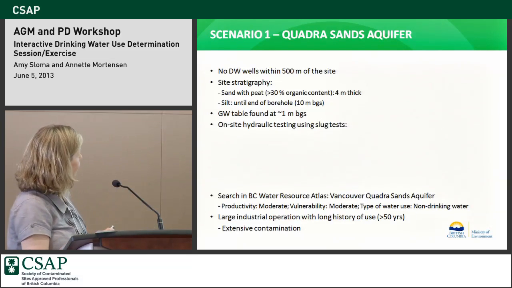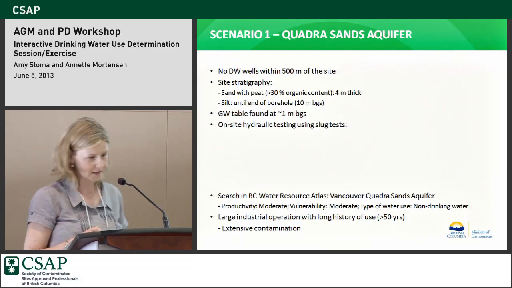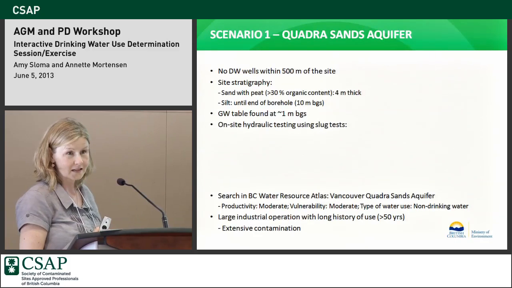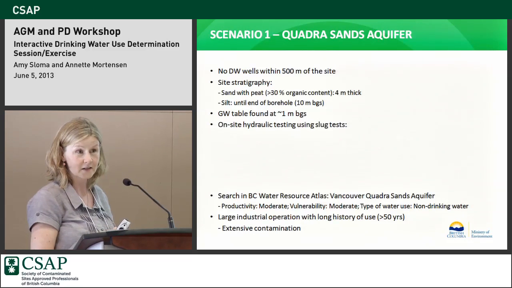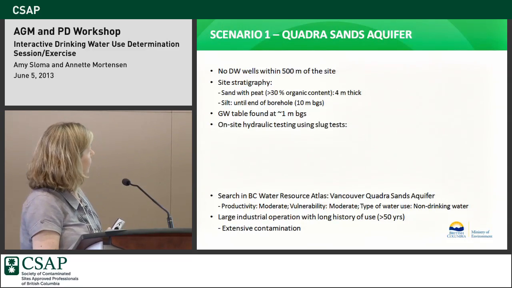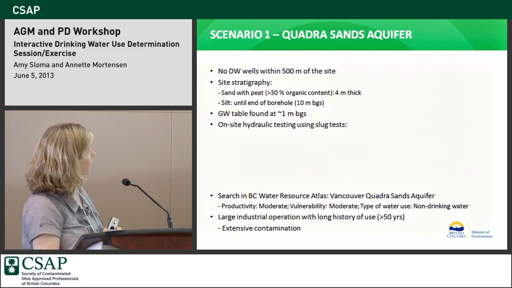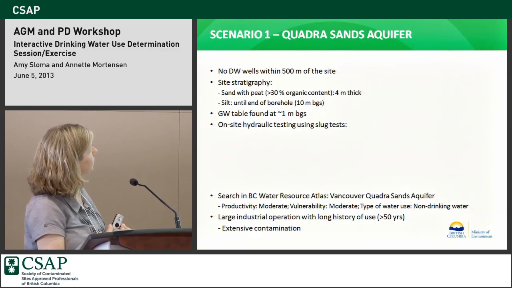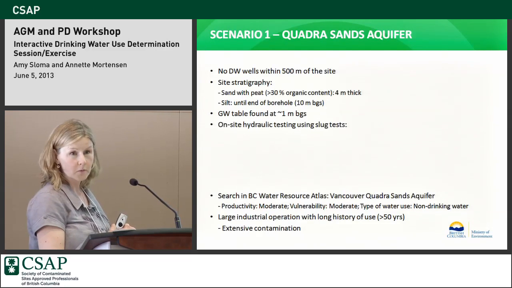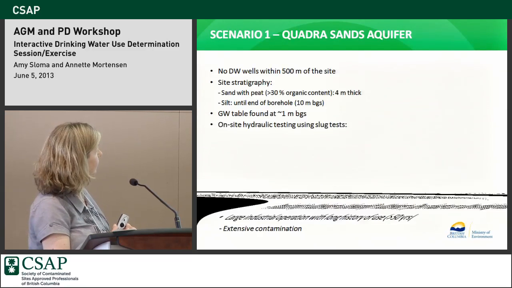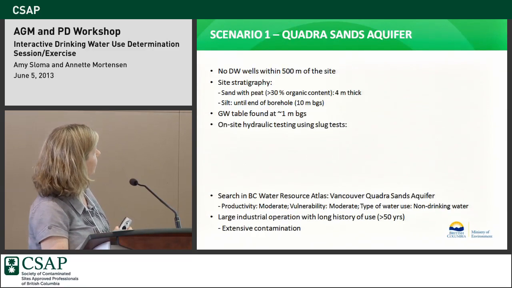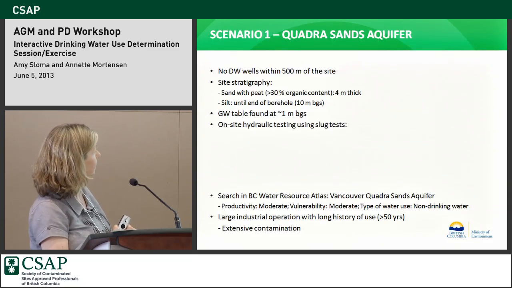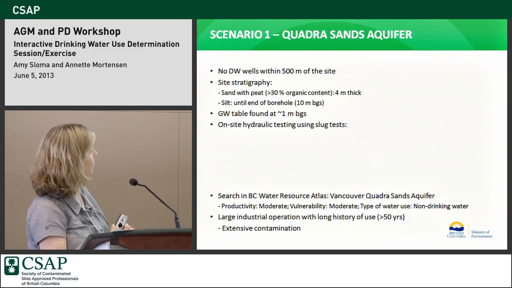So again, it doesn't come up, but we will quickly go through it here anyway. The first one is an example that we have seen several times. We have no drinking water wells within 500 meters of the site. We have a sand unit with some peat in it, and they actually show more than 30% organic matter in the peat, and it's 4 meters thick. Then we have silt until the end of the investigation, which was at 10 meters below ground. Groundwater table is found at 1 meter.